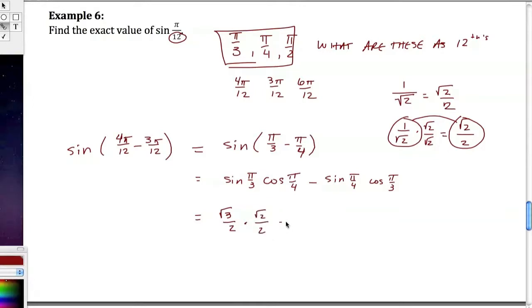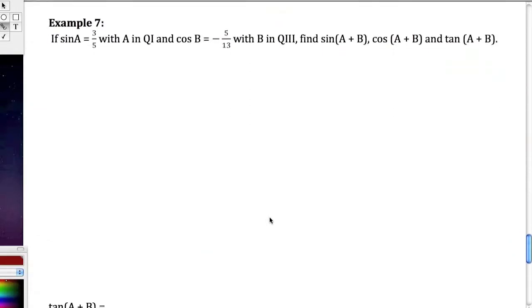Back down to my problem. Minus... I'm going to multiply across. So I have the square root of 6 minus square root of 2 over 4, because my common denominator here is 4 for each of these, so this is my answer. This is an exact value, not that calculator stuff that's rounded, okay? This is an exact value. So that's an example of how to do one of those.